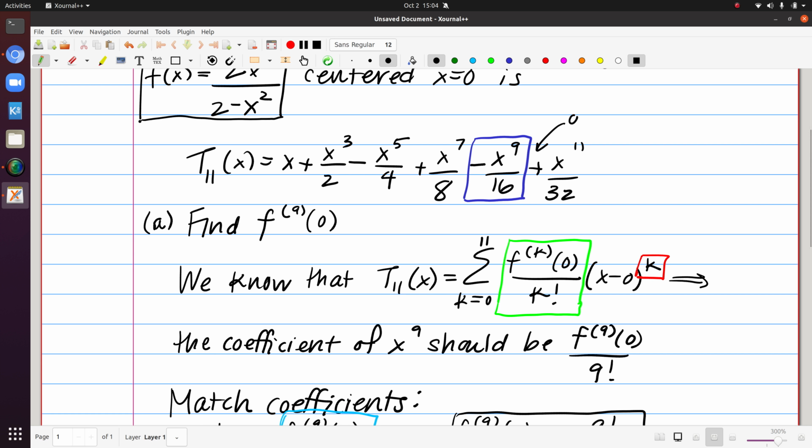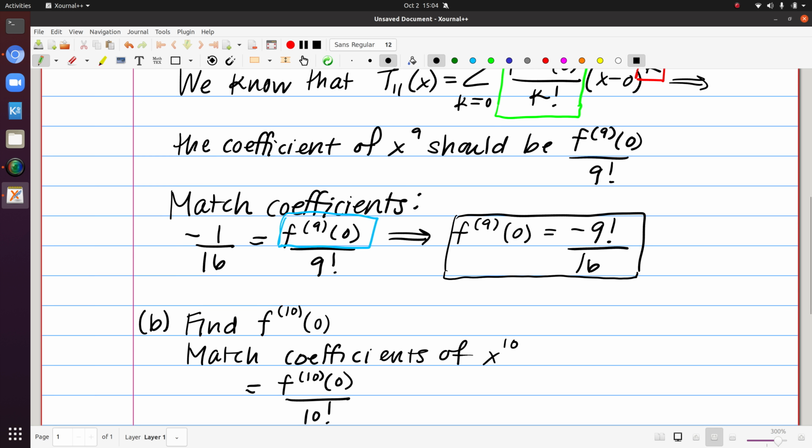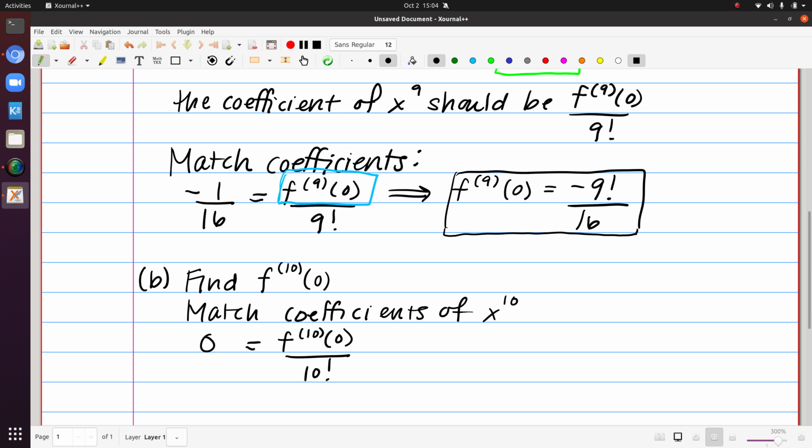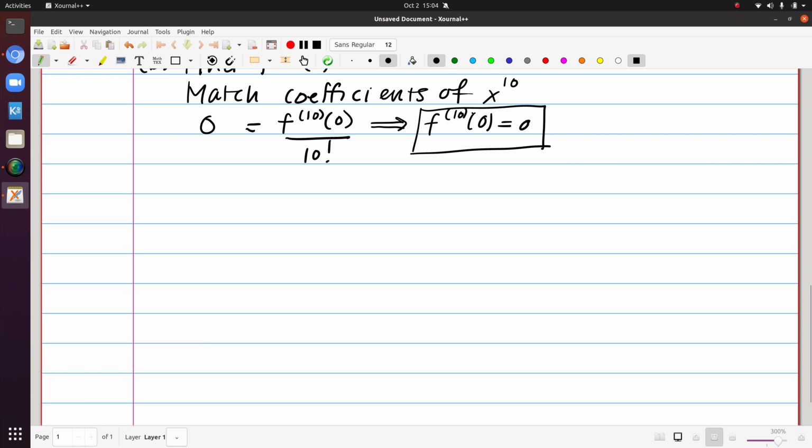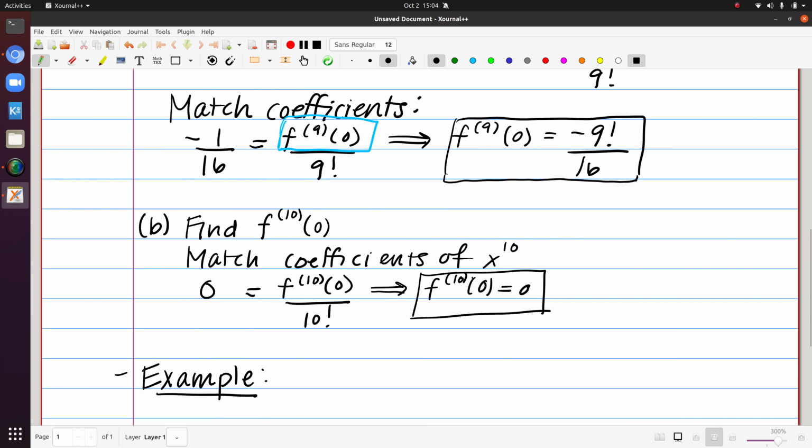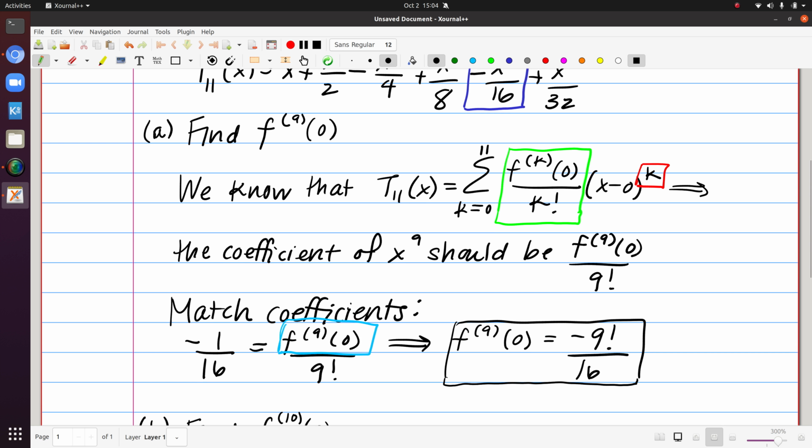So it's as if I had a 0 times x to the 10th squeezed in between here. So anytime I'm missing a power of x, its coefficient is 0. So that means that we're matching 0 to this. And of course, if I multiply both sides by 10 factorial, then this just tells me that the derivative of interest here was equal to 0. So we can extend all of that to our knowledge of Taylor series as well. So I, yet again, know for Taylor series that I know what the coefficient should be, right?